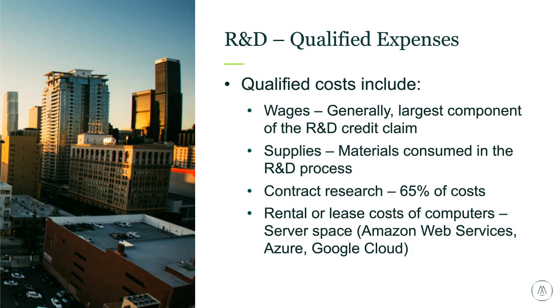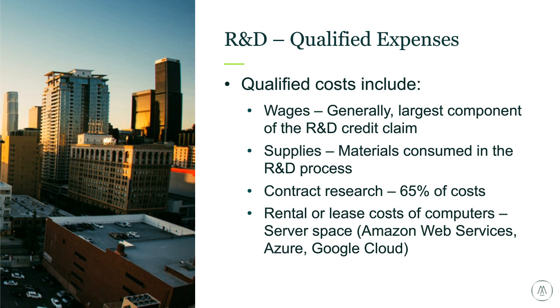Next, I'd like to discuss the qualified expenses for R&D tax credit. And those expenses are wages. And these are federal taxable wages for employees who either perform R&D, directly supervise the R&D, or support the qualified activities. Wages are typically the largest component of the R&D credit claim. The next expense are supplies, and these are costs for materials used in the R&D process. It does not include general administrative supplies and or capitalized assets.